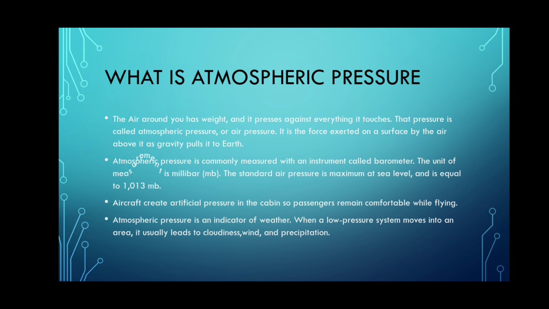The standard air pressure is maximum at sea level and is equal to 1013 millibars. Aircraft create artificial pressure in the cabin so passengers remain comfortable while flying. Atmospheric pressure is an indicator of weather. When a low-pressure system moves into an area, it usually leads to cloudiness, wind, and precipitation.